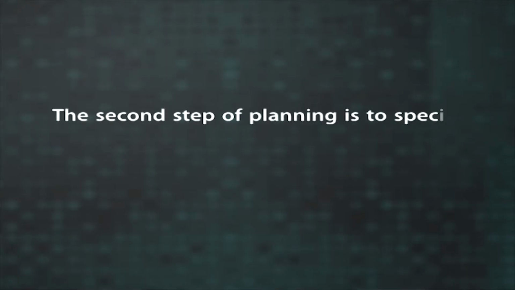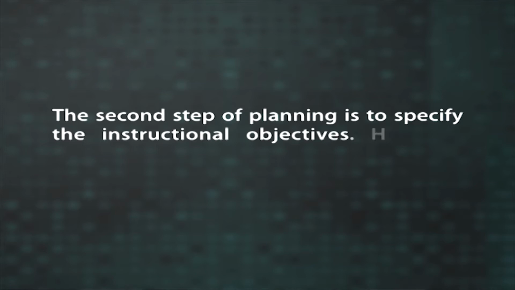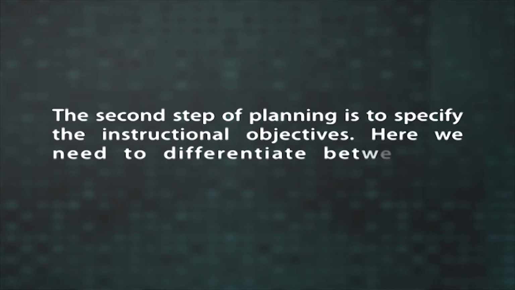Step 2. The second step of planning is to specify the instructional objectives. Here, we need to differentiate between an objective and a goal. The goal is a general statement of purpose, while the objective is a more specific statement of what is to be accomplished. Goals cannot be measured, but objectives can be. Objectives can be of two types: process oriented and product oriented.